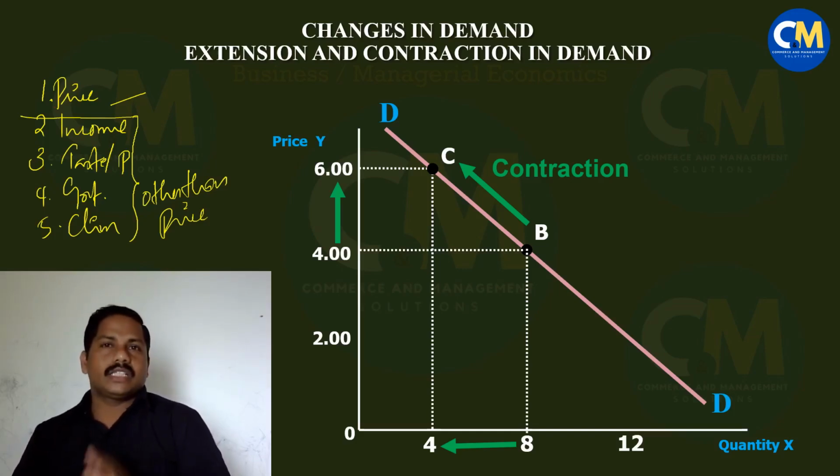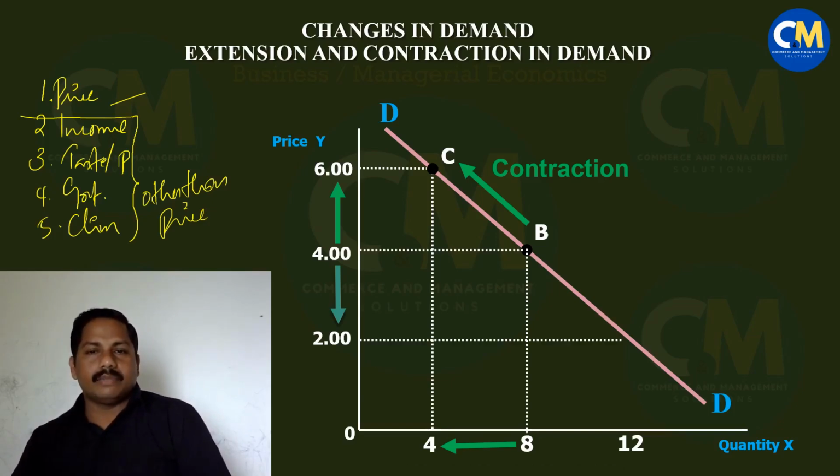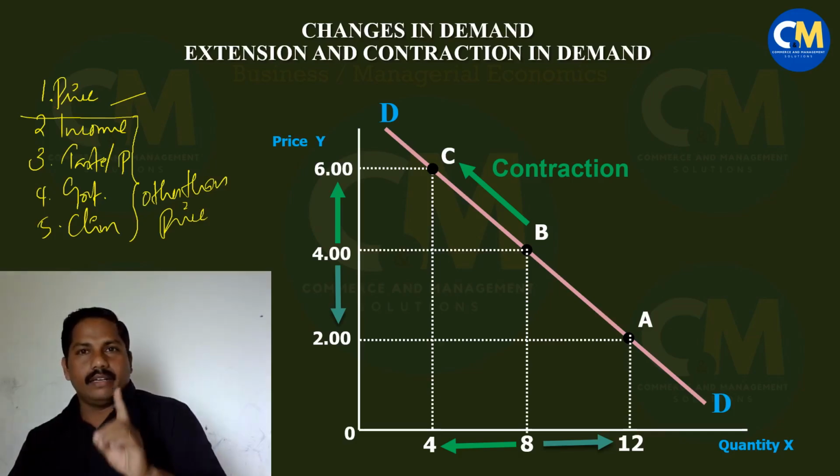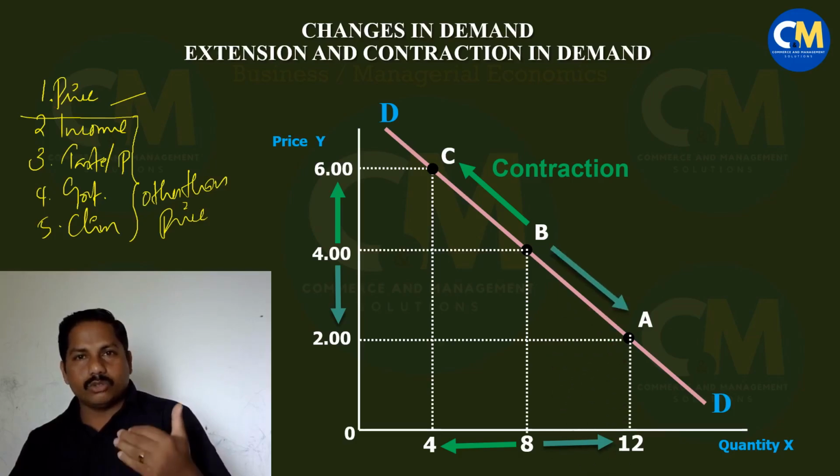Then let's see what happens when price decreases. Price is decreasing from 4 to 2. What will happen to quantity demanded? Let's identify it by extending the line. When price decreases from 4 to 2, the quantity demanded increases from 8 to 12. The only factor is price; other factors remain constant. Price decreased so the quantity demanded increased from 8 to 12.